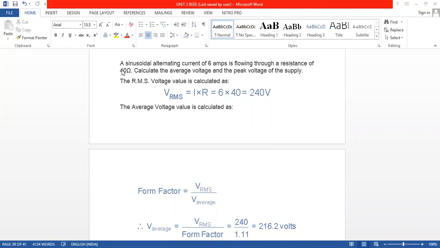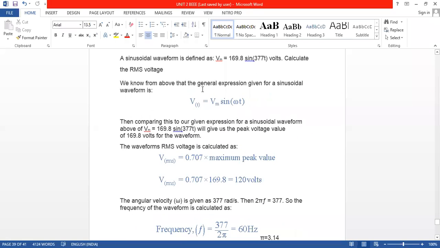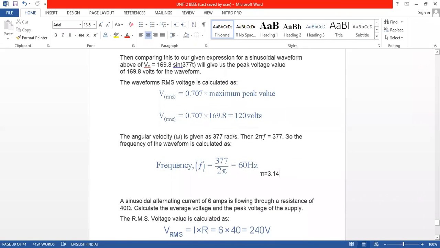Whenever they give the resistor in the problem, all of you remember, you can write V is equal to I into R. If they are not giving the resistor value in the problem, which other formula can we write? V is equal to Vm sine omega t. Remember that formula for your lifetime.